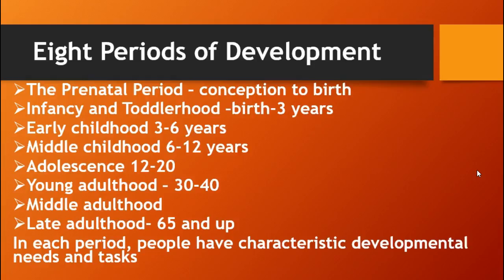Middle of childhood, 6 to 12 years. Adolescence, 12 to 20 years. Young adulthood, 30 to 40 years. And middle adulthood, late adulthood, 65 and up. And in each period, people have characteristic developmental needs and tasks.